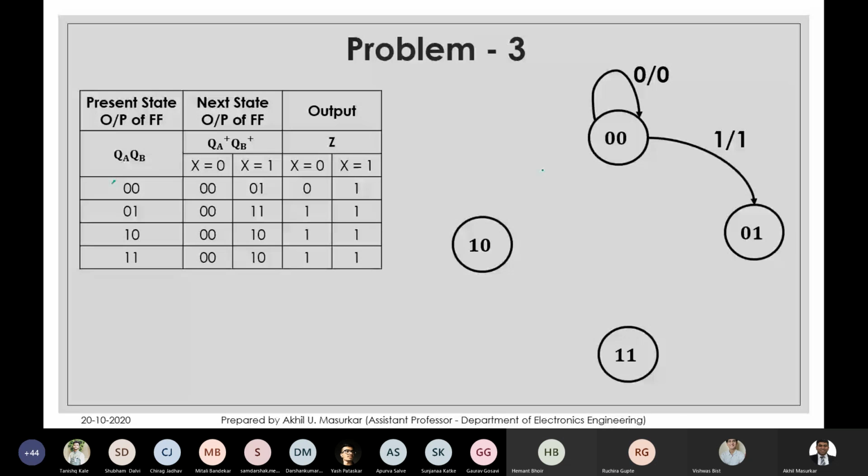So now can you all complete this state table? If I am in 0, 0, if x is 0, then my next state is 0 and output is 0. So that is what I write here. The next state is 0 only. So this is my X and this is output Z.